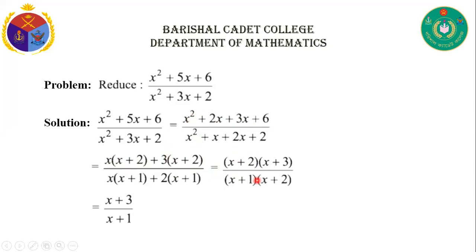So boys, now we have the numerator and denominator in factorized form. So now we find the common factor. Here the common factor is x plus 2, and here is x plus 2. So we eliminate x plus 2 from both numerator and denominator. Then we get x plus 3 divided by x plus 1. That is our reduced fraction.